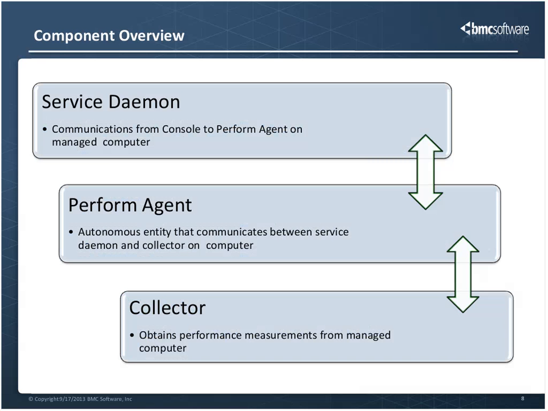So the components that make this all work is we have a service daemon that handles the communications from the console to the agent on any managed computer. From that, it will communicate with the perform agent, which will live on the managed computer. And then the collector, which is talked to by the agent. And then the communication flows back through to the service daemon. Pretty benign stuff. Important when things don't flow right, or if you would have a problem or something, then this stuff is really helpful to figure out which component is it that's giving me grief.